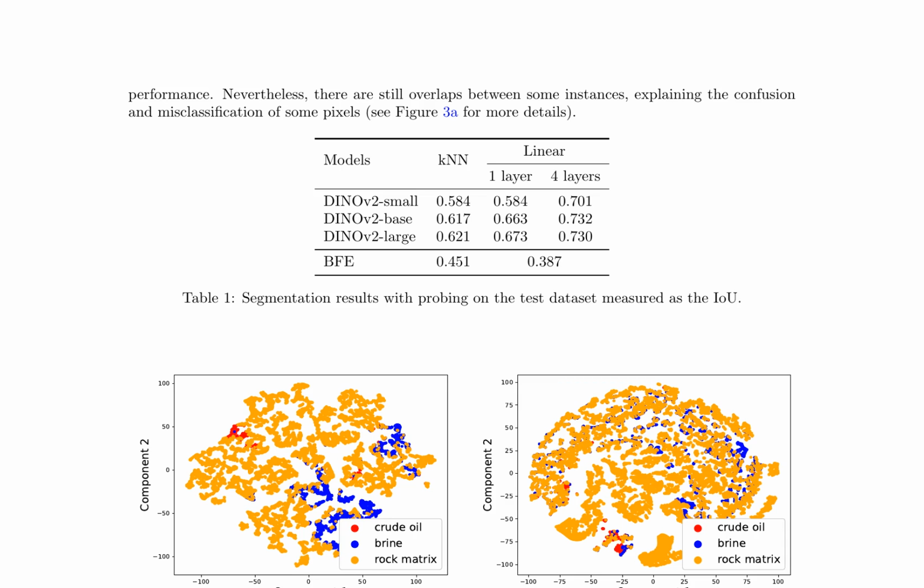The performance of segmentation models, DINOv2 and BFE, is evaluated on the test dataset using probing. As shown in Table 1, DINOv2 models outperform BFE, achieving higher intersection over union, IOU, scores. The TSNE visualization in Figure 2 illustrates the clustering of pixel-level feature vectors for a test image from sample S3, revealing that DINOv2 clusters are more distinct and well separated compared to BFE. Confusion matrices in Figure 3 provide further insight into segmentation predictions, where row indices represent true class labels and column indices represent predicted class labels.